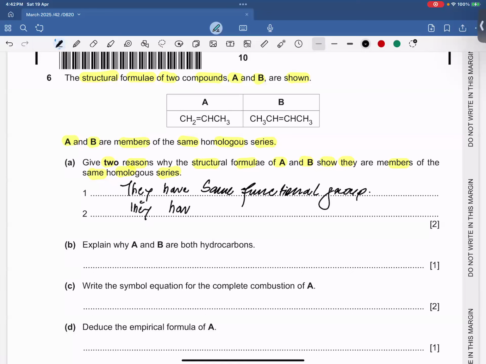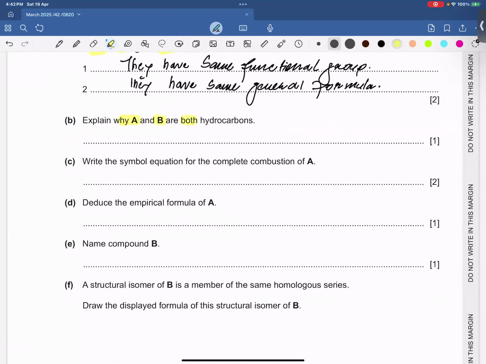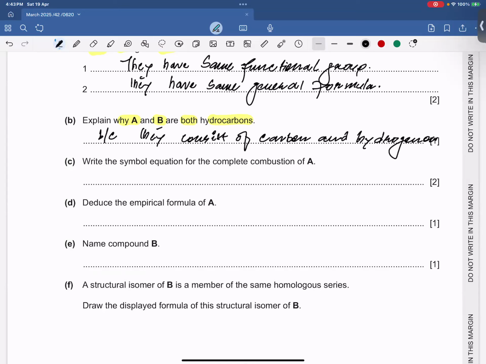So they have the same general formula. Explain why A and B are both hydrocarbons. Because they consist of carbon and hydrogen only.